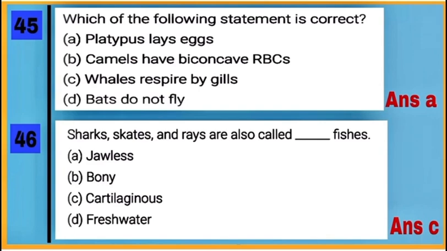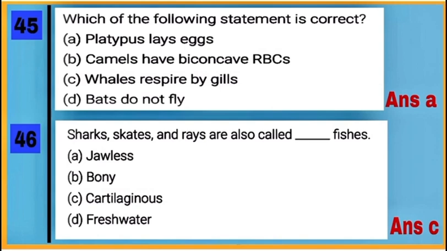Question 45. Which of the following statement is correct? A. Platypus lays eggs. It is the correct statement. Platypus is an egg-laying mammal. Other 3 statements are wrong. Let us do the correction in these 3 statements also. The correct 3 statements are: camels have circular RBCs, whales respire with the help of lungs, and bats can fly. So, correct answer is option A.